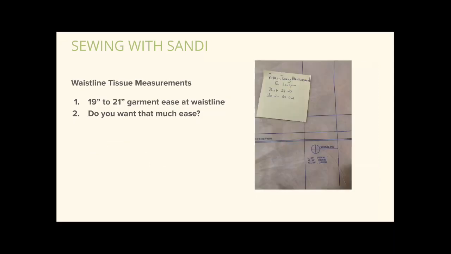All right. Now, if we look at the waistline measurements, the waist measurements on the back of the pattern were 30 to 32 for a large, and the waistline measurements for the finished garment are 51 inches. That's 19 to 21 inches of ease. That's 2/3 of the measurement again. That's crazy. It's going to be like a bag on someone.